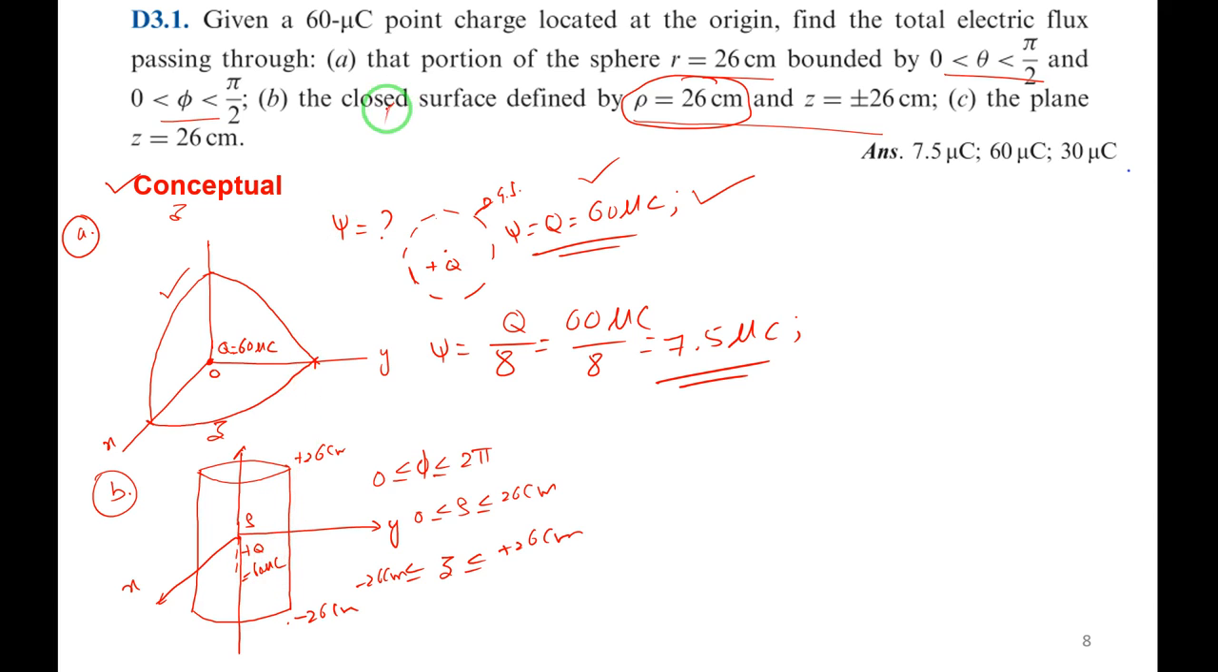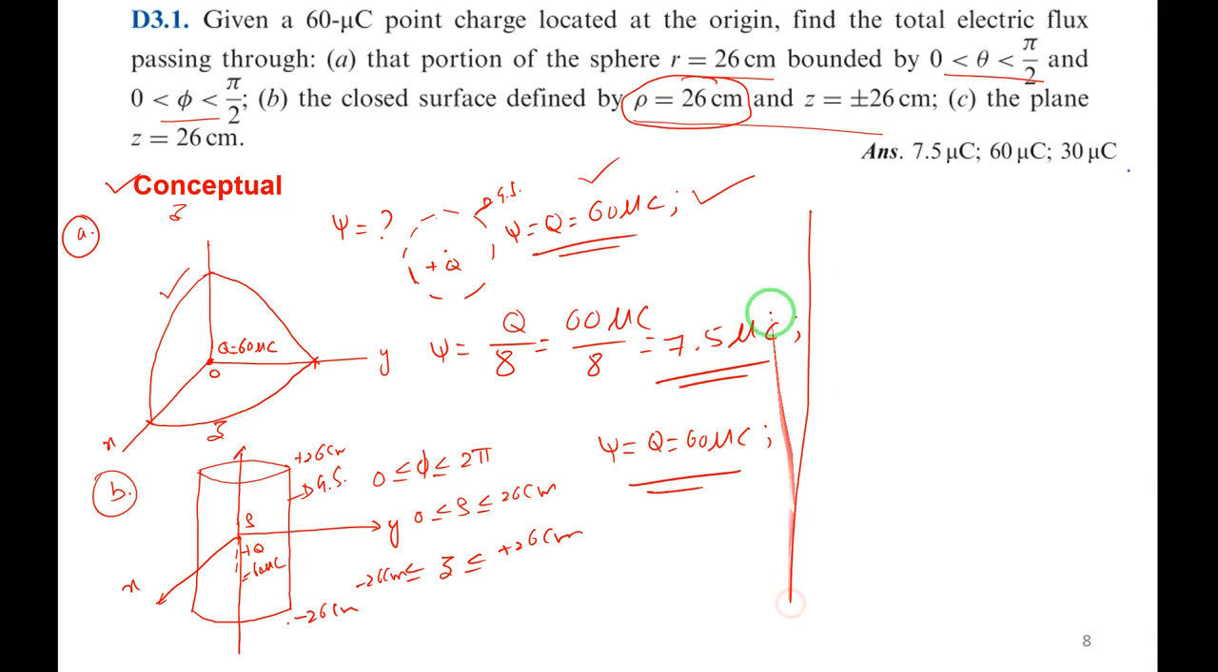So what is the flux that is crossing this surface? Let me treat this as a Gaussian surface, an imaginary surface. The total amount of charge enclosed by the surface is 60 microcoulomb only. So psi is equal to q, that is equal to 60 microcoulomb. This is concept based. Don't try to apply any formula here. What is the total amount of charge enclosed in this surface? It is q. The flux lines everywhere leave the surface. So psi equal to q, that is equal to 60 microcoulomb.